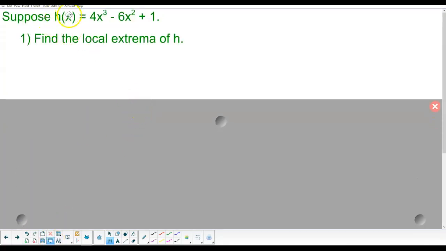It says, suppose h is equal to the function 4x to the third minus 6x squared plus 1. Find the local extremas of h. So this is where we're going to do the first derivative test. So take the derivative, set it equal to 0, make a sign chart. Go ahead and hit pause and work through that, just like we did in the warm-up.